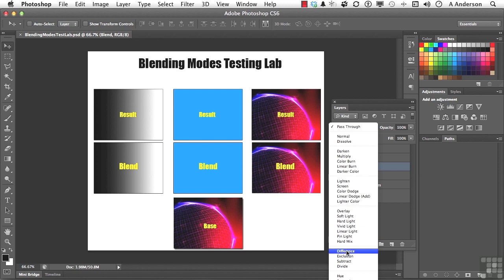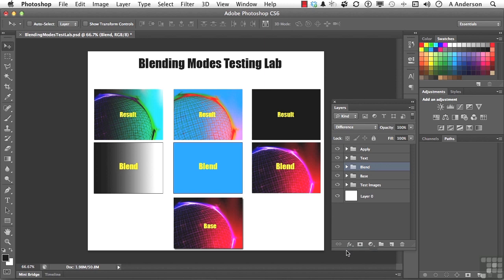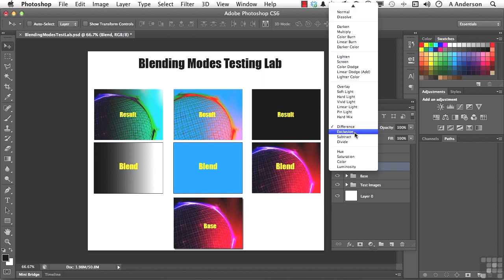So what is that? Difference looks at the color information in each one of these layers and subtracts either the blend color from the base or the base from the blend color, depending on which one has the greater brightness value. I kind of look at it almost like a negative thing. If I click Difference, though, watch that first one on the right. It cancels itself out. It goes into what I call an opposite mode, and it cancels out. And that's exactly what you're going to see if two images are on top of each other. But in this one, we almost get a negative value to them. That's difference. The next one is exclusion.